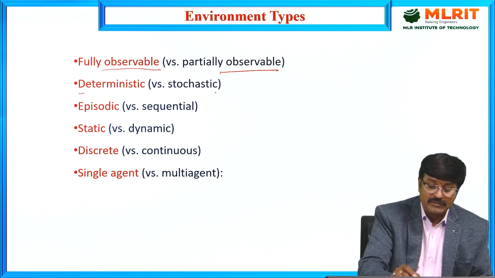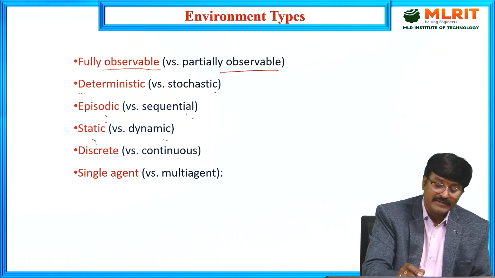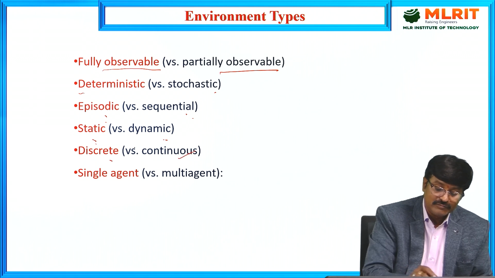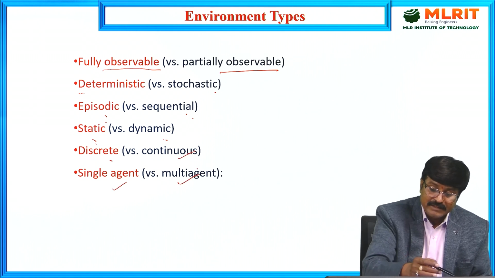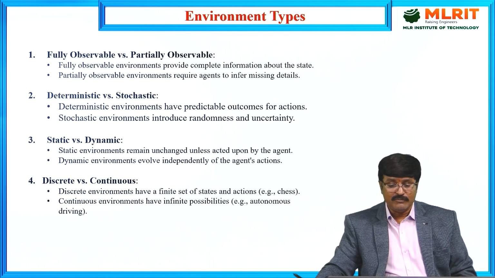Deterministic and stochastic, episodic or sequential, static or dynamic, discrete environment or continuous environment. These two are combinations, like single agent or multi-agent. These are the different types of environments, so we will discuss those things.